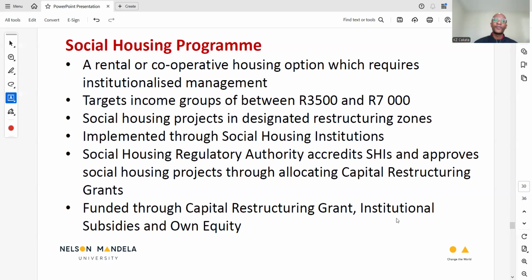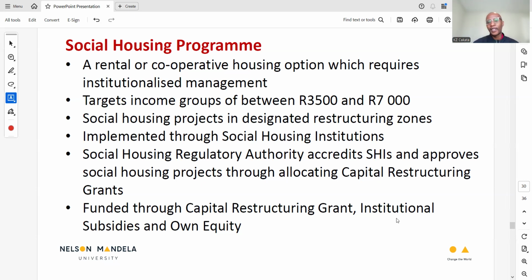Now, the social housing projects are in designated restructuring zones. I would urge you to do this: go and look at the restructuring zones for the Nelson Mandela Bay area and the whole of the Eastern Cape, including Buffalo City and so forth, because you might have to give an explanation of what restructuring zones are.